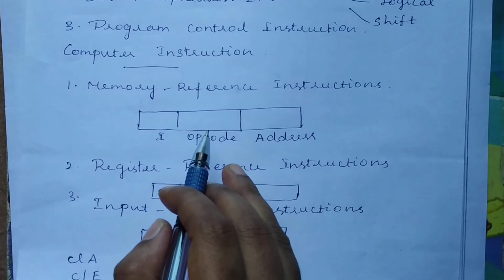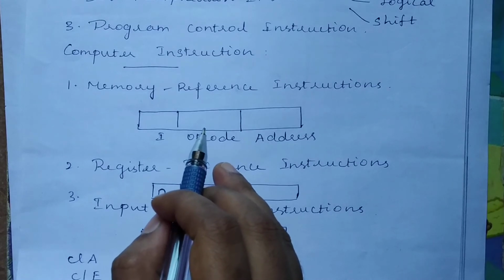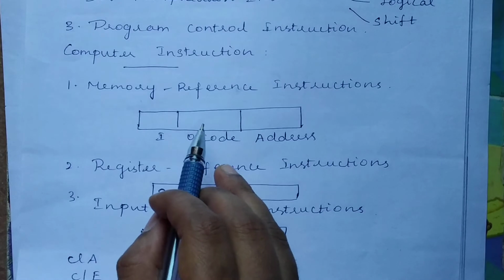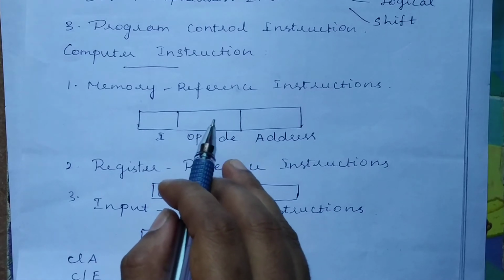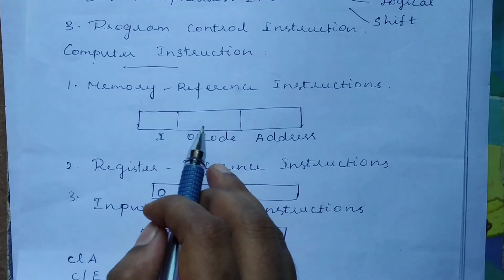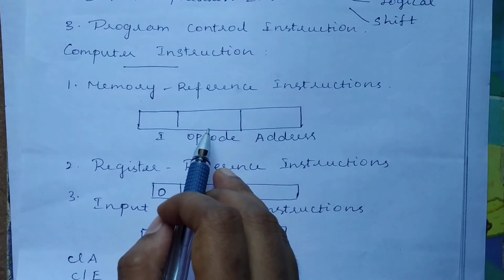And what is the next one? Opcode field. This opcode field is used to represent what type of operation you are going to perform, whether it is an add operation or division or any logical operation or any shift operation. So like that, which kind of operation you are going to perform can be represented with this part.